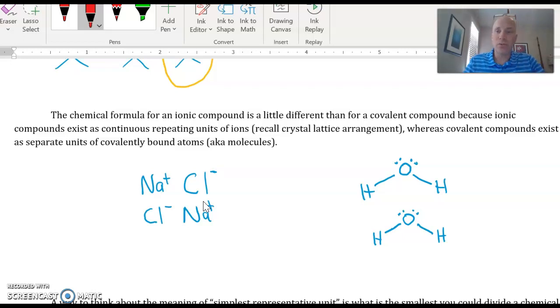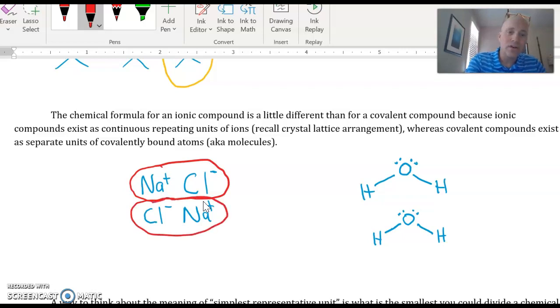But if I were to show this arrangement right here and just say, hey, can you circle the units of sodium chloride in that crystal lattice arrangement? Well, one person might say, well, yeah, looks like I've got a unit right here. That's a 1-to-1 unit of sodium to chloride. And right here is another 1-to-1 unit of sodium chloride.